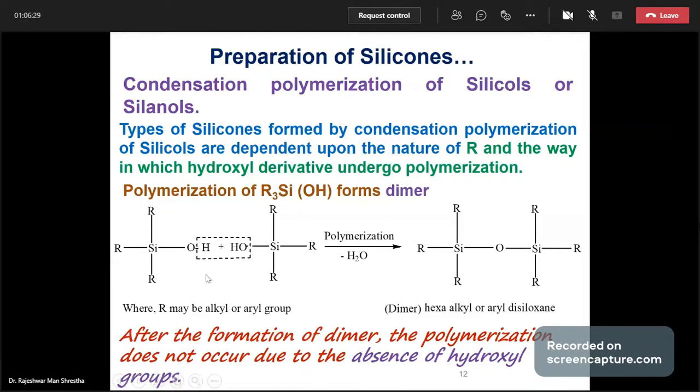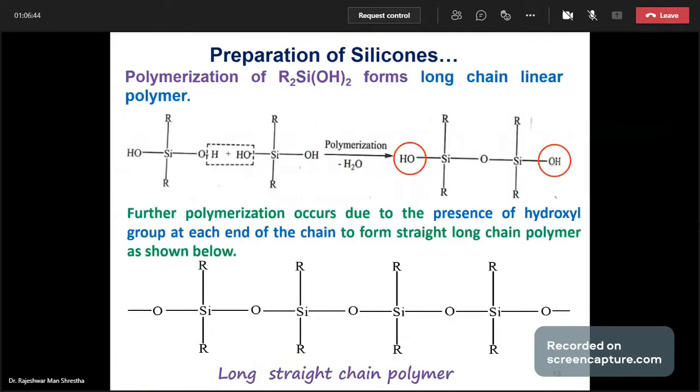From the OH groups, water is lost: hydrogen from one OH, and OH from the other. In this way water is lost in this reaction. When we use silanol having one OH group, we get a dimer. The next is, when we use silanol having two OH groups, we get long-chain linear silicone.